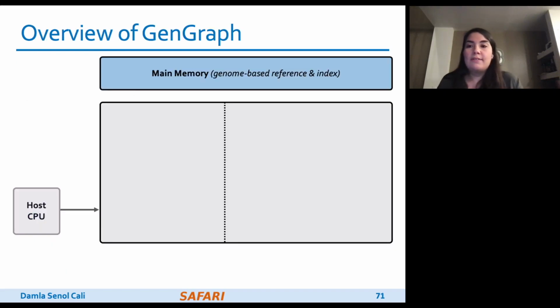So let's quickly go over the overview of GenGraph. We have a host CPU, which will provide the query reads to us, like stream them. But here in main memory, we have both the genome-based representation of our reference genome and also the preprocessed index for this reference. So these are all preloaded to the main memory.